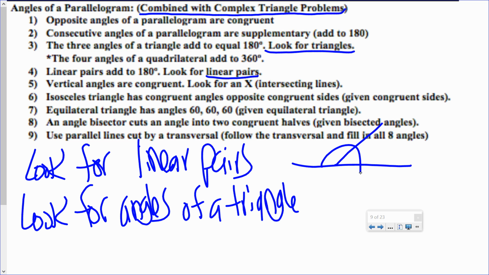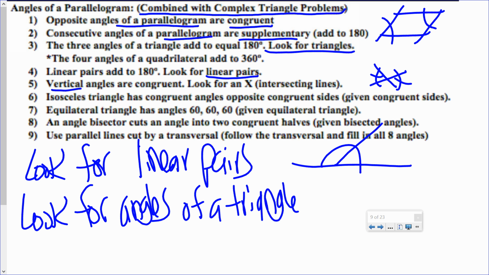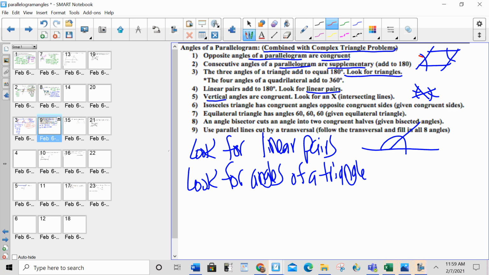What else did we do earlier this year? Vertical angles. When there's an X, vertical angles are congruent. That can come up. Now, new for this lesson, the opposite angles of a parallelogram are congruent. We talked about that a couple days ago. That's one of the properties. And the consecutive angles of a parallelogram are supplementary. In a parallelogram, the opposite angles are the same, and the consecutive angles add to 180. The 3 angles of a triangle add to 180. It's nothing new. Also, if it's a quadrilateral, the 4 angles of a quadrilateral add to 360. So that may come up in this lesson.